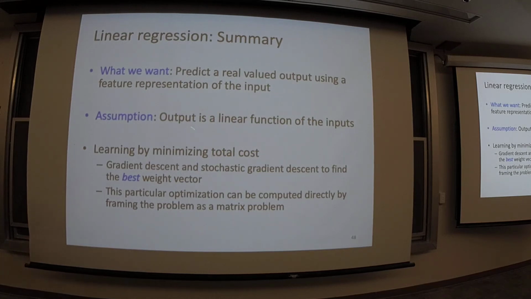And then how do we conduct learning? How can I identify the parameters of these linear functions? We minimize some total cost. In our linear regression problem, we propose a least mean square objective, sometimes also referred to as square loss. We minimize the square loss, so we use gradient descent or stochastic gradient descent to find the best weight vector.